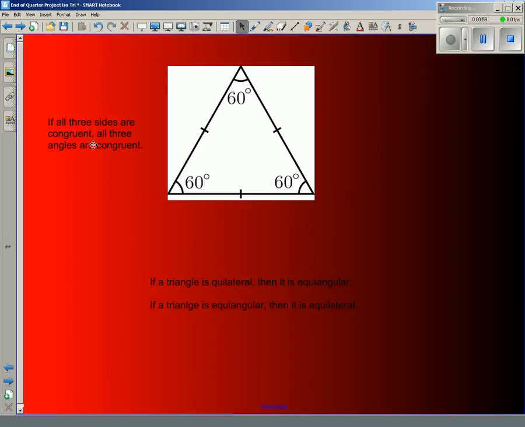If all three sides are congruent, all three angles are congruent, so these sides are all equal, which is shown by the hash marks, and then the angles are also equal. If a triangle is equilateral, then it is equiangular. If a triangle is equiangular, then it is equilateral.